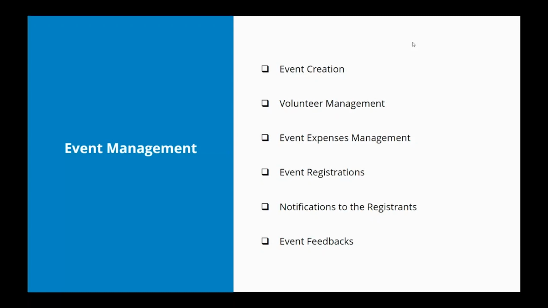Also, I'm handling the event expenses. When I talk about event expenses, I should calculate or allocate the budget, and I'll get the approval for the expense from my higher authorities. Everything can be automated on top of a low code application platform. And next is event registration, notifying the registrants on the scheduled date and time, and getting the feedback from the registrants. Everything can be managed from a single place.